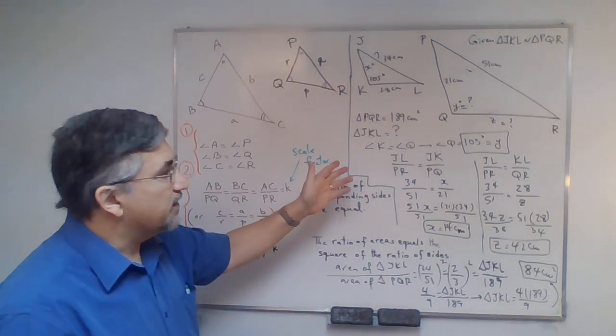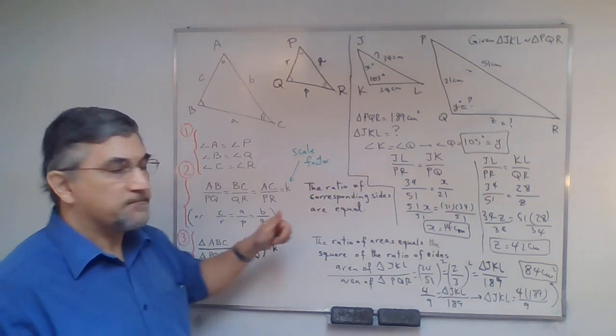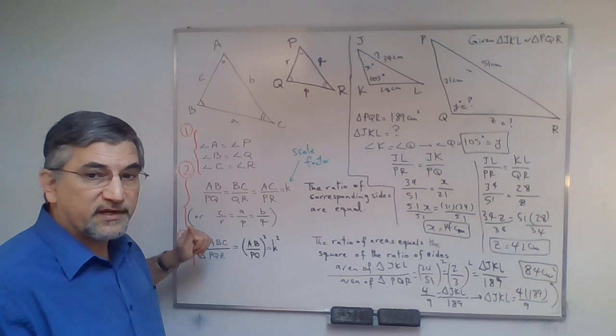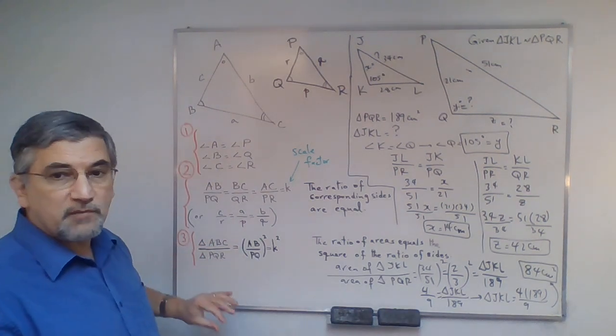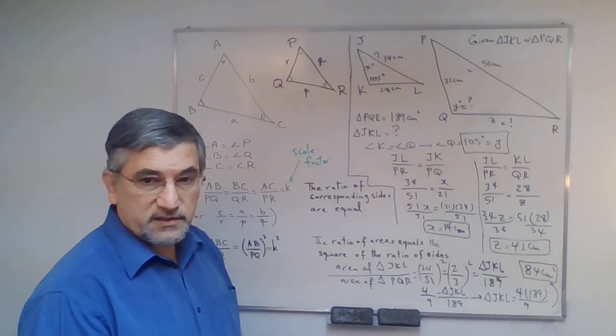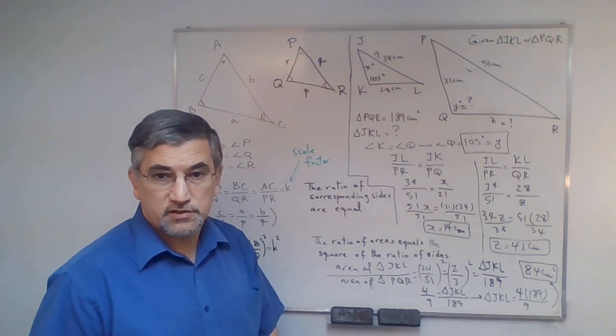So this was an excellent example, I should say, because we used every single property that we know about similarity of triangles. The first, second, and third properties were all used in finding the four unknowns in this exercise. I would call this a sample test question.